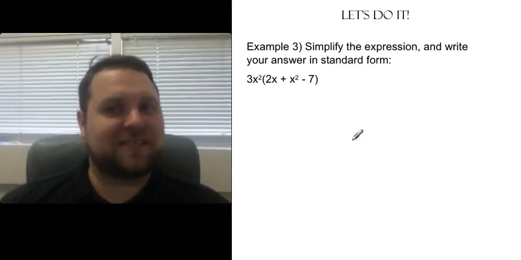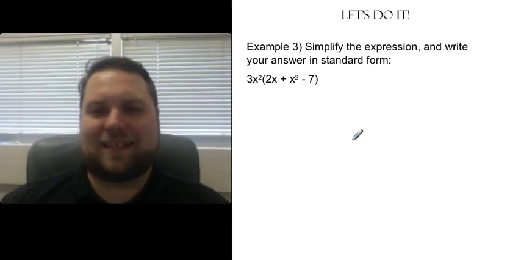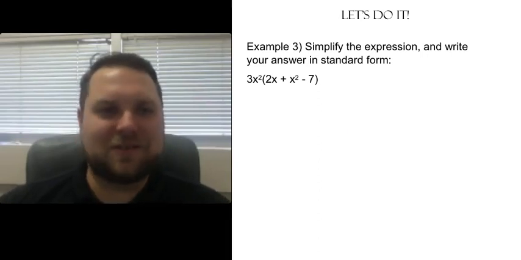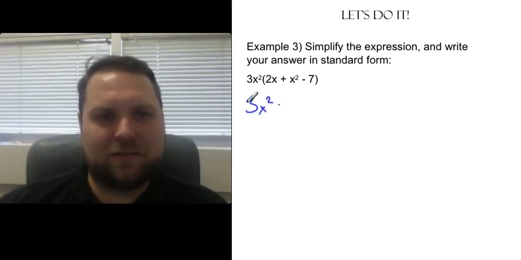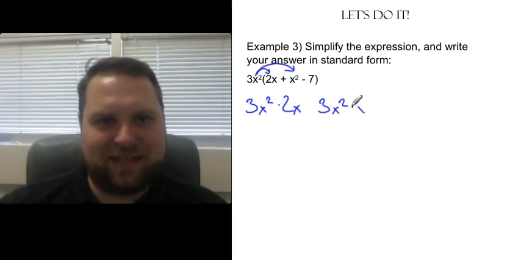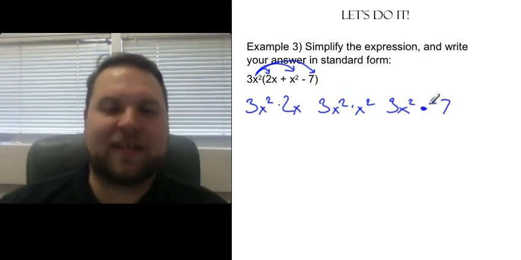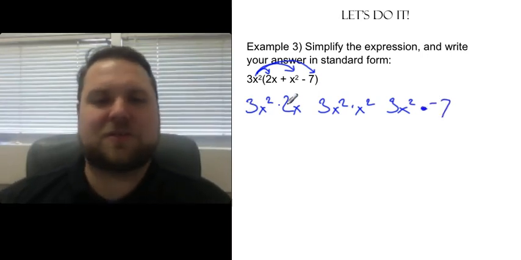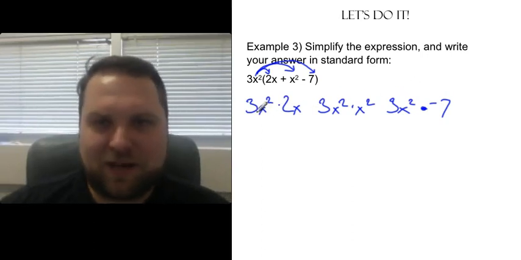Ooh, got fancy here. What's different about this one? It doesn't matter because we still just distribute. So I'm going to distribute the 3x squared through that second polynomial. So I multiply it times the 2x, and then I do 3x squared times the x squared that's inside the parentheses, and then 3x squared, and I'm going to multiply that by negative 7. And so now it's just 3 separate examples of monomial multiplication.